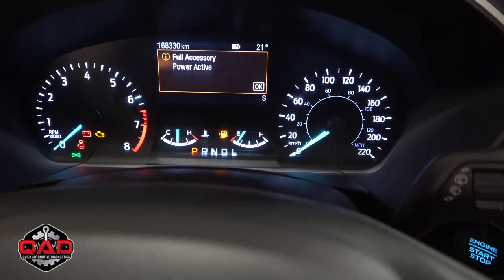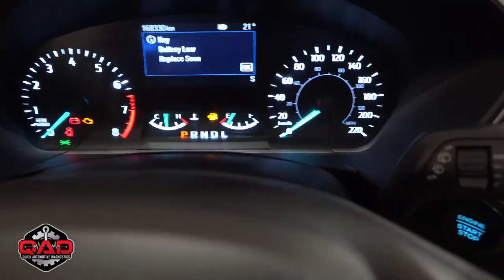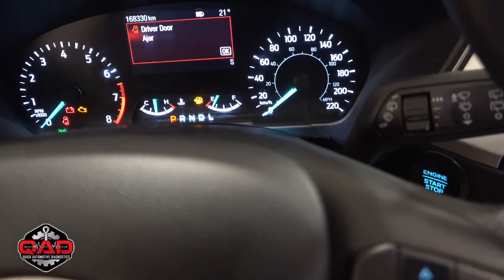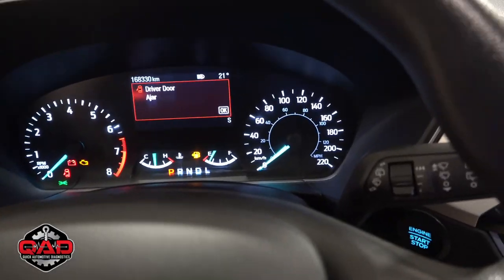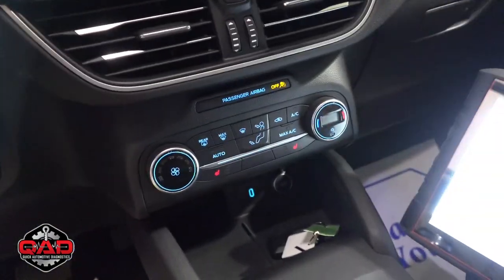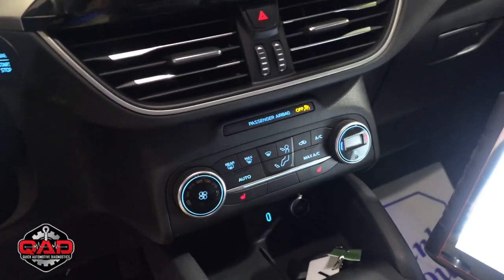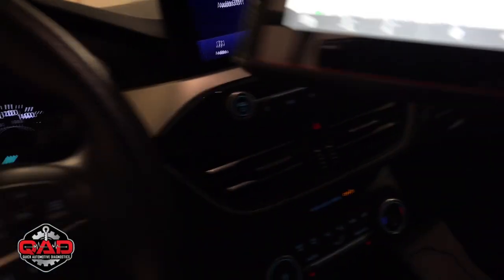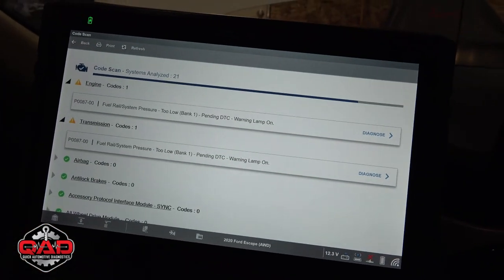That's your screen, your dashboard for your 2020 Ford Escape. This is the all-wheel drive. A nice fancy radio, but who knows. So I quickly hook up my scanner, and right off the bat we can see problems already.